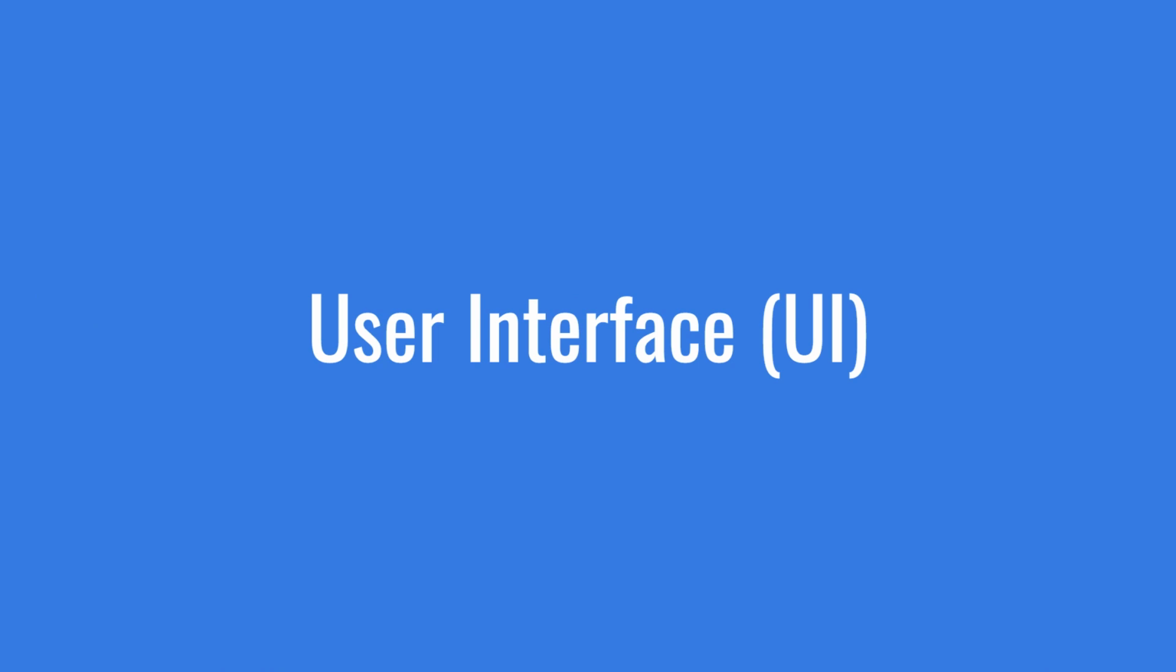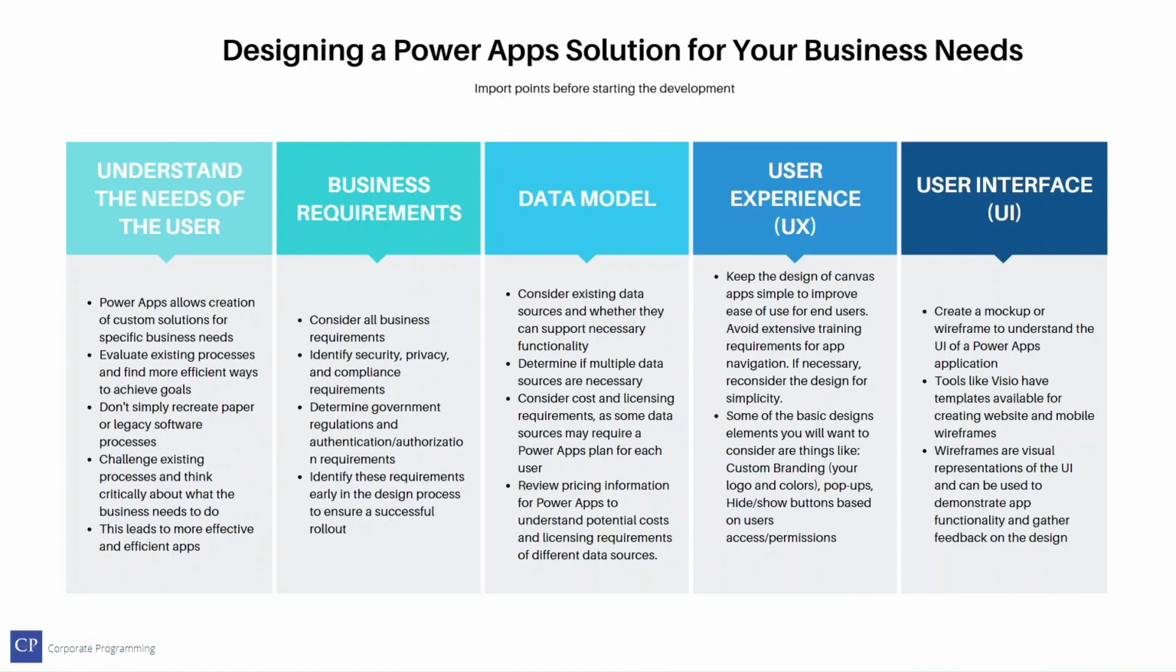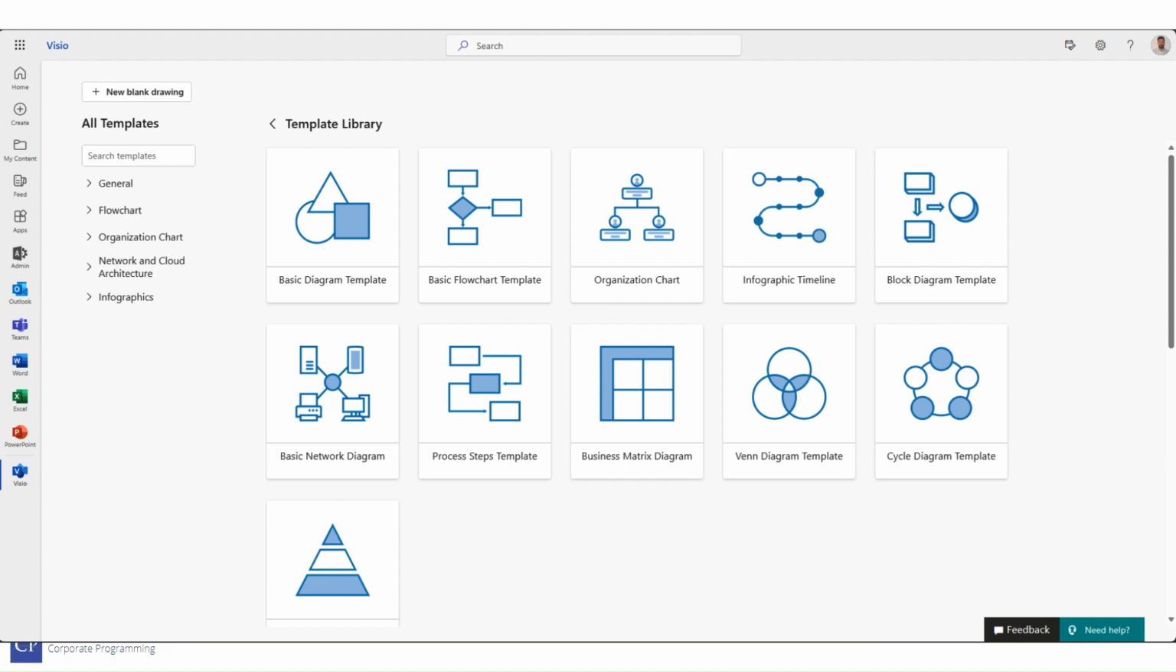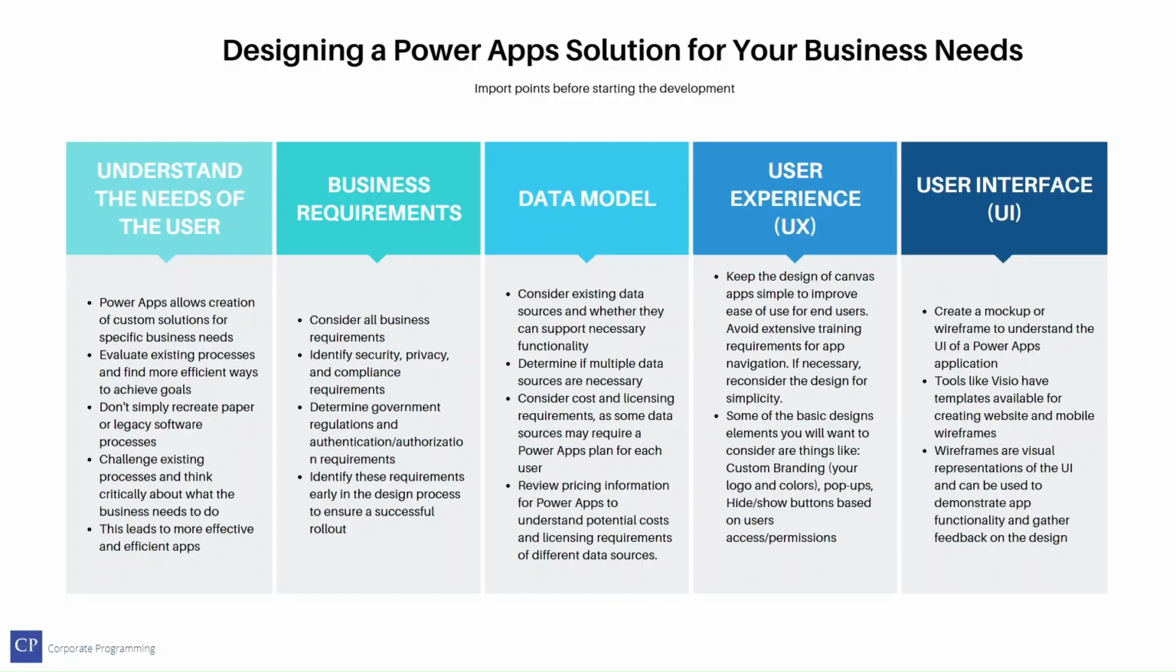Next is user interface. To better understand the user interface of a Power Apps application, it may be helpful to create a mock-up or wireframe of the app. This can be very useful to take the approval from the end user before the development. This can be done using tools like Visio, which has various templates available for creating website and mobile wireframes. Wireframes are a visual representation of the UI and can be a useful way to quickly demonstrate app functionality and gather feedback from the team on the design.